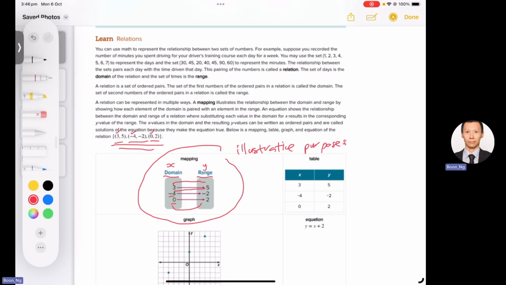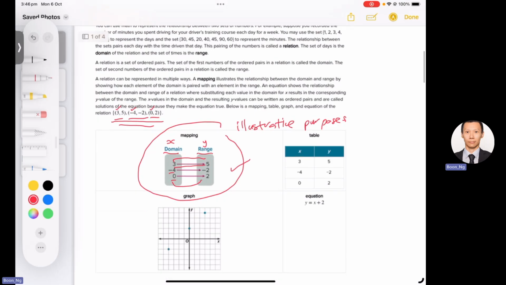And when we have this mapping graph, we could also transfer it into different formats to present the same thing. For example, we can do a table. We can set a table to be x and y. We don't write domain, we write x. So basically, they're just different names. So 3 is to 5, -4 is to -2, and 0 is to 2.